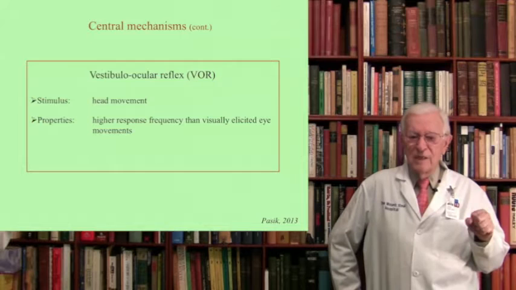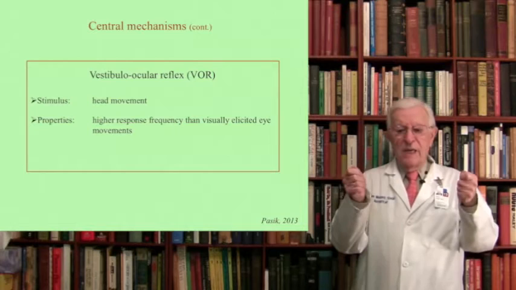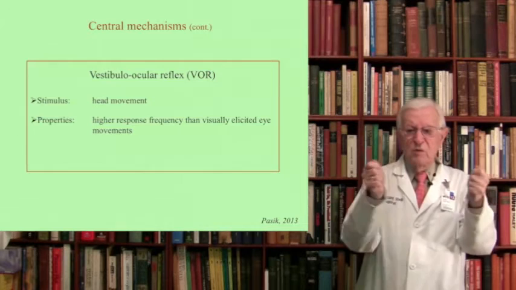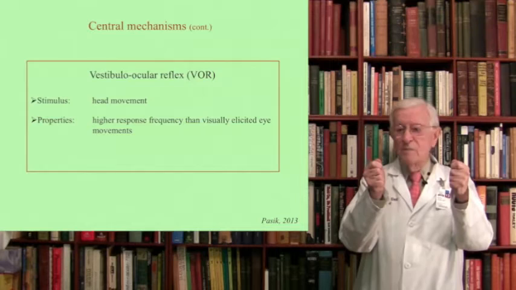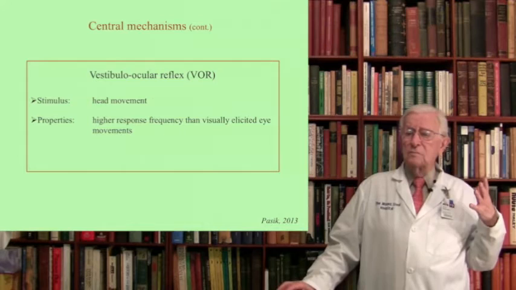And you can prove that very easily yourself if you take a written piece of paper and you read what it says, and then you move it at a certain rhythm, all right? You move it without moving your head. It blurs. You cannot see it. You cannot read it. On the other hand, if you keep it fixed and you move your head at the same rhythm, you read it perfectly well because the frequency of response of the system is considerably higher in the vestibular than in the visual. Is that clear? Any questions?